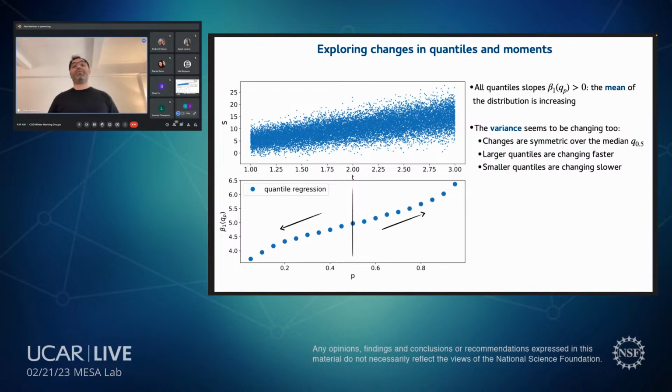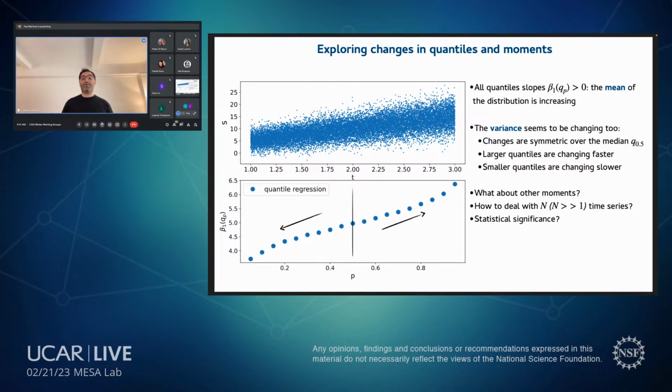Next slide. But what about other higher order moments? If you want to think about skewness, kurtosis, or the fifth moment, and so on, it starts becoming more and more difficult to interpret with this plot. Also, how to deal with n time series where n may be 10,000 time series? We cannot anymore look at this plot. And how to deal with statistical significance, where it may involve some bootstrapping or reshuffling and so on.